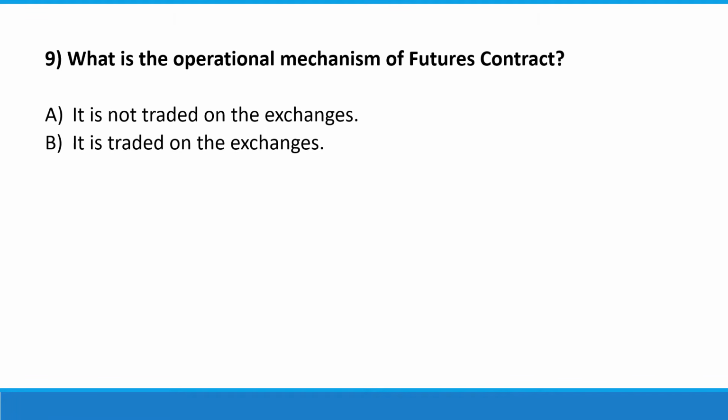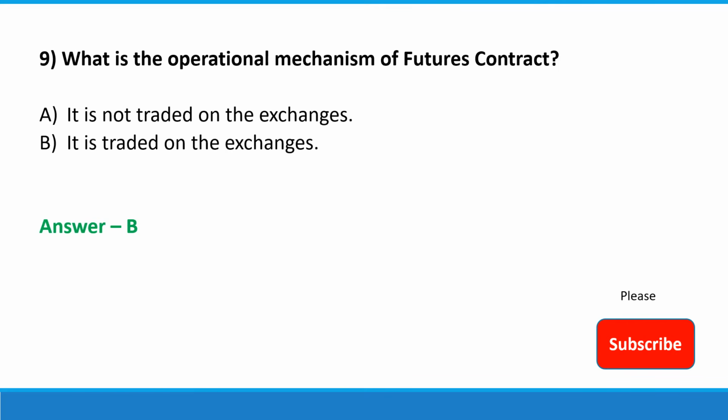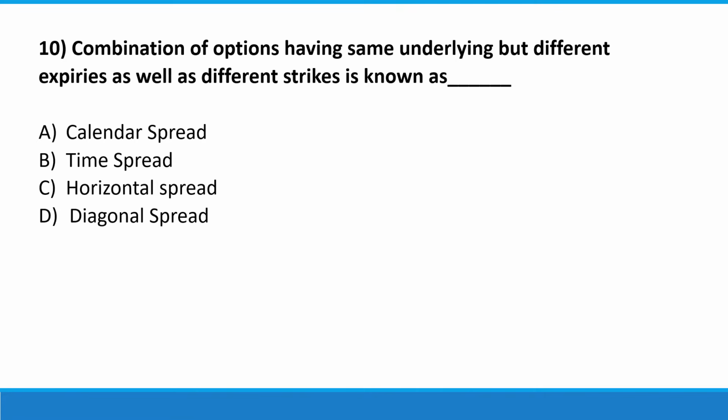Next question. What is the operational mechanism of a futures contract? Option A, it is not traded on the exchanges. And option B, it is traded on the exchanges. The correct answer is option B, it is traded on the exchanges. Next question. A combination of options having the same underlying but different expiries as well as different strikes is known as: option A, calendar spread; option B, time spread; option C, horizontal spread; and option D, diagonal spread. The correct answer is option D, diagonal spread.